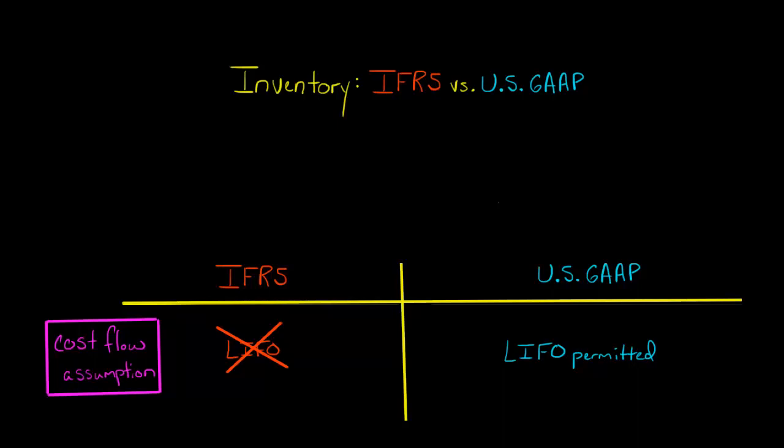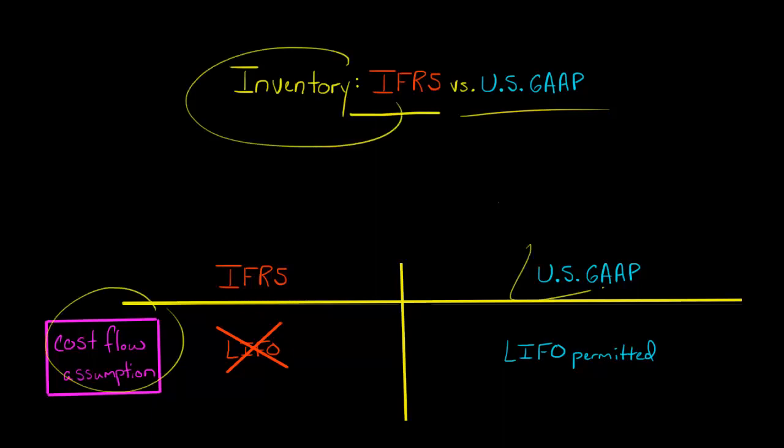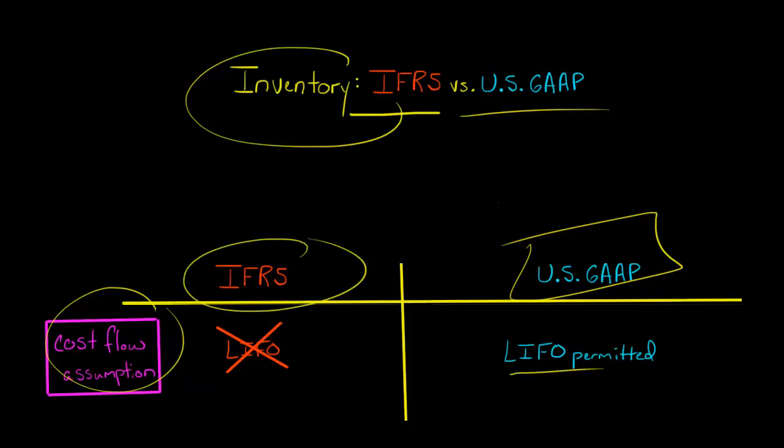In this video, I'm going to talk about differences between international accounting standards and U.S. accounting standards when it comes to accounting for inventory. Let's start with cost flow assumptions. U.S. GAAP allows companies to use LIFO, which is last in, first out, whereas IFRS does not. A company that's reporting its financial statements according to IFRS cannot use LIFO as their inventory cost flow assumption.